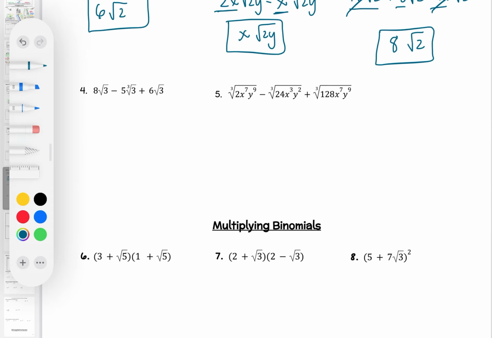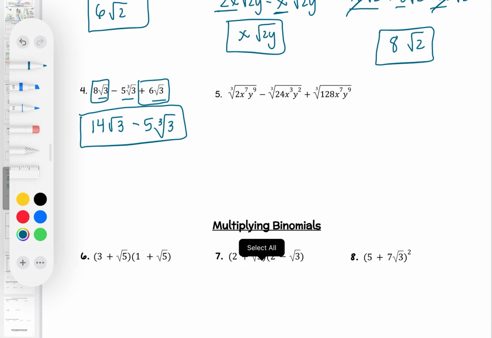All right, for the next one, now we have a square root, a cube root, and a square root. If we have different roots, we can't add them together. We can only add them if they have the exact same root. So we're going to just add the 2 square roots together. We would have 8 plus 6, which would be 14, square root 3. And then we would just leave the minus 5 cube root of 3, because we can't combine them because they're not like terms. And that would be your final answer.